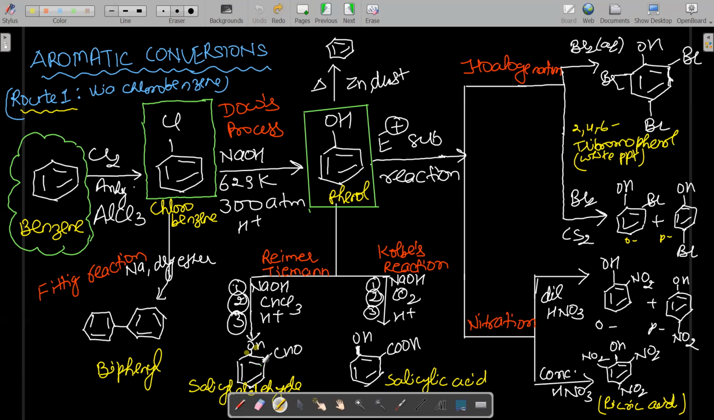The Reimer-Tiemann reaction forms salicylaldehyde using chloroform. Kolbe's reaction forms salicylic acid. You can differentiate between these two reactions also. What is common? NaOH and H plus are common. Only the uncommon reagents you need to remember, that is chloroform and CO2. And in the product, there is a CHO in one and a carboxylic acid in the other.